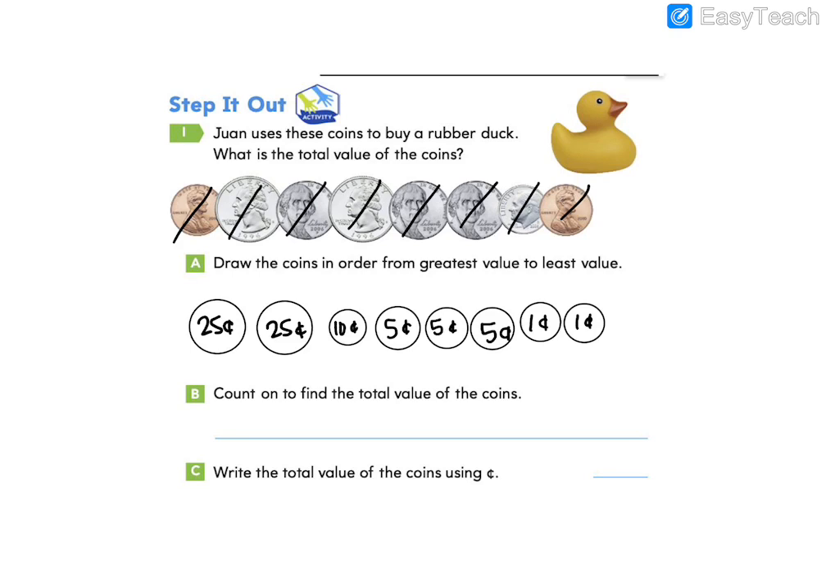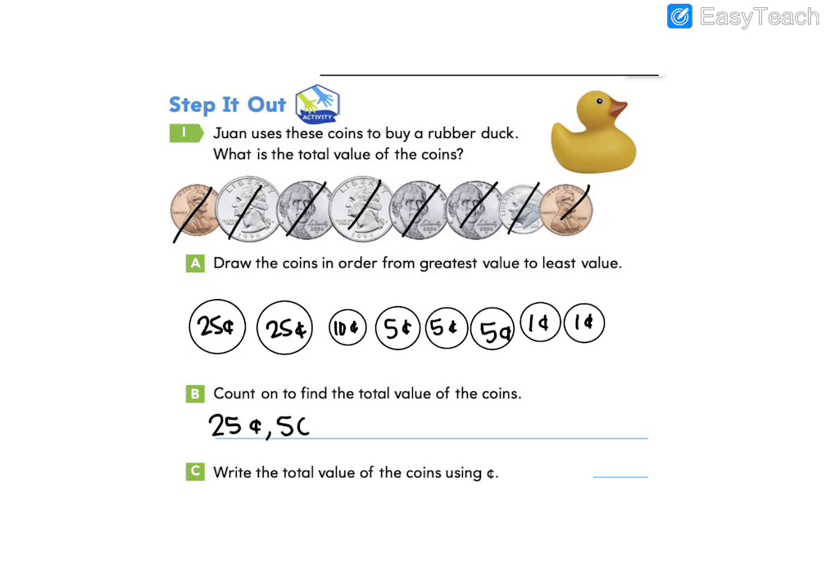Now I can count the coins here and the coins here to make sure I didn't miss anyone. 1, 2, 3, 4, 5, 6, 7, 8 coins. 1, 2, 3, 4, 5, 6, 7, 8. All right, now let's go ahead and count on to find their value. We'll start with our greatest value of 25 cents.